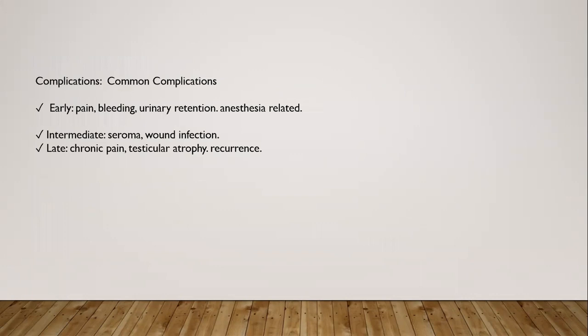What are the complications of hernias? So you have got early complications. Remember this, whenever they ask you about complications, you have to tell them which ones are early, which ones are late, which ones are intermediate. For early, you are going to have pain, bleeding, urinary retention, anesthesia related. This can be due to anesthesia.